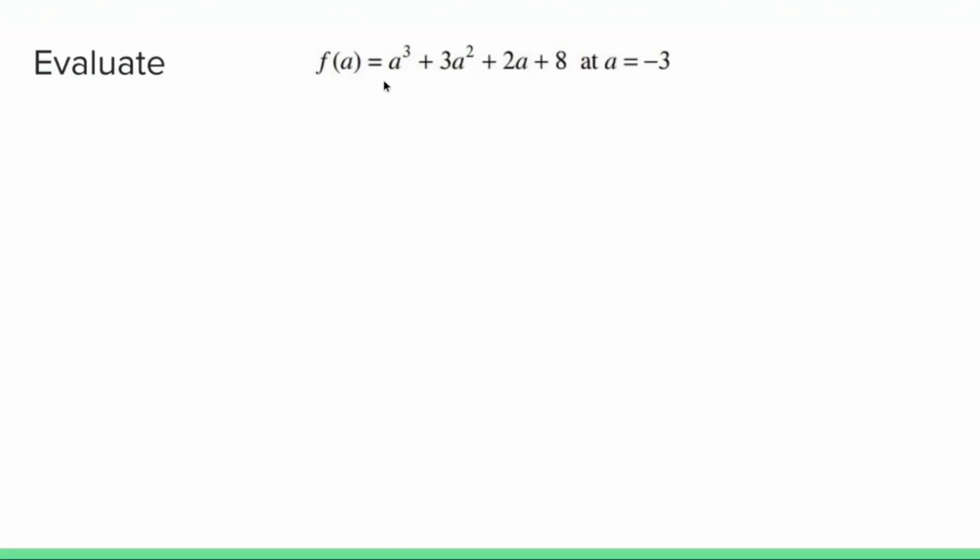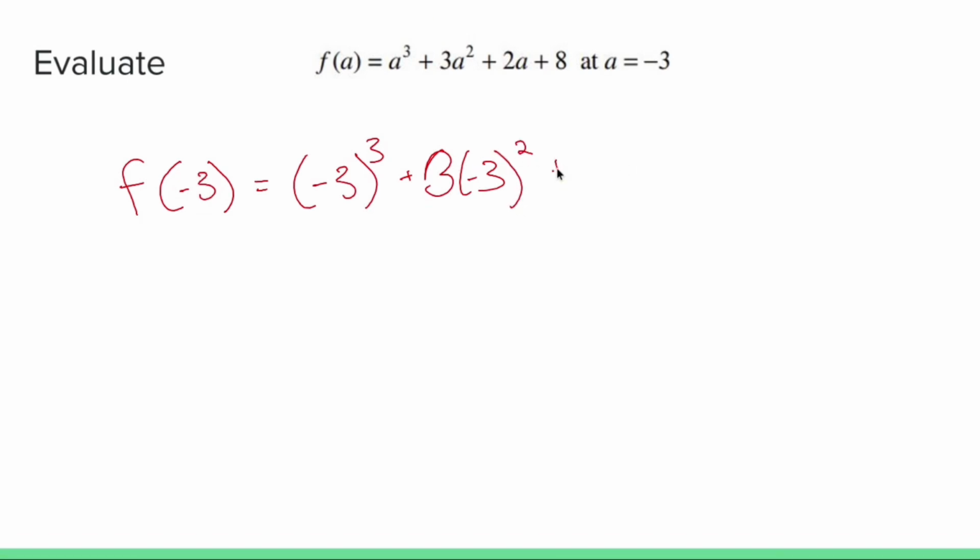Evaluate f of a equals a cubed plus 3a squared plus 2a plus 8 at a equals negative 3. Let's be all proper. F of negative 3 is going to equal, now let's replace every a with parentheses negative 3. So negative 3 cubed plus 3, negative 3 squared.